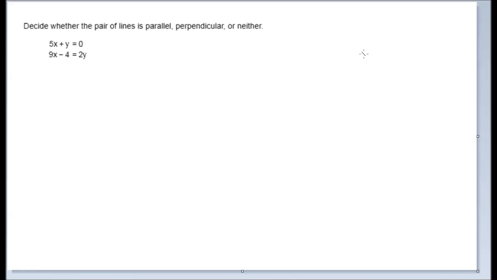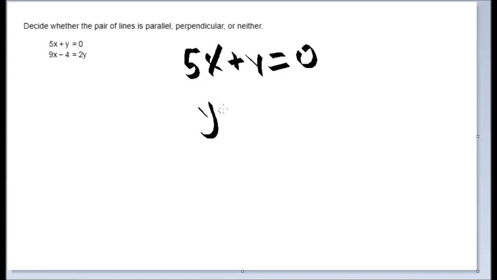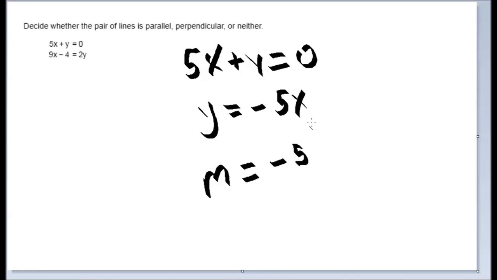One more time. We have two equations, so we're going to take a look at their slopes. The first one I have is 5x plus y is equal to 0. Here we have y is equal to negative 5x when we subtract 5x from both sides, and m is equal to negative 5.